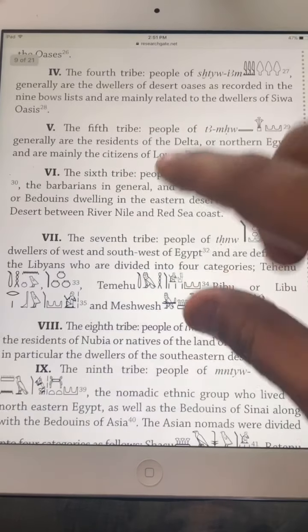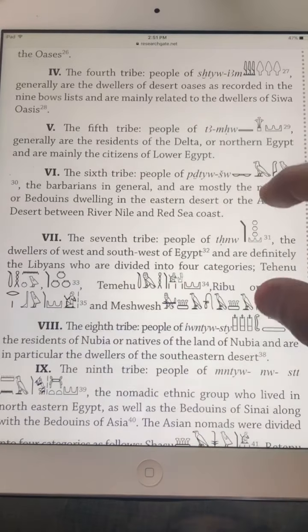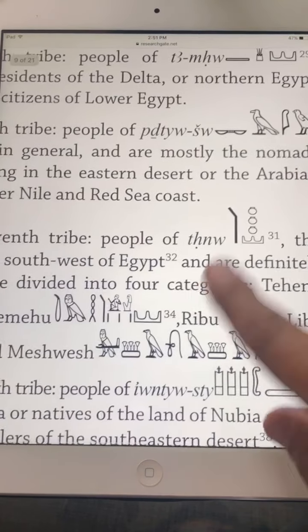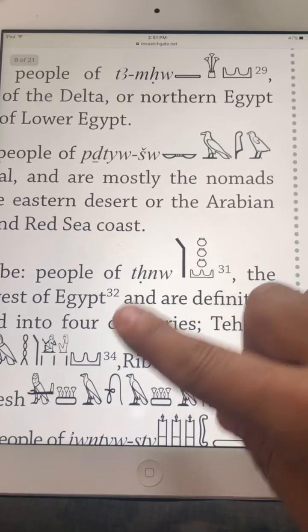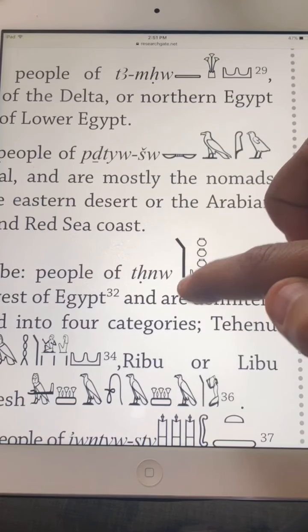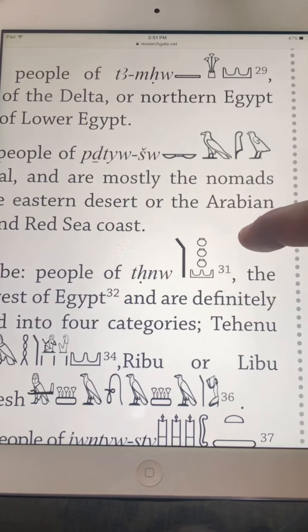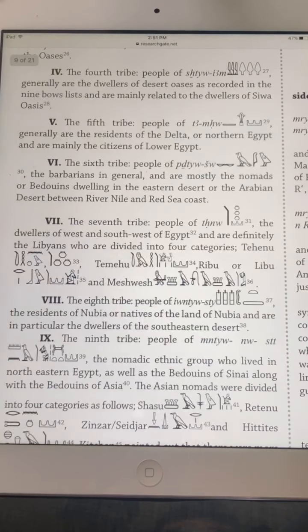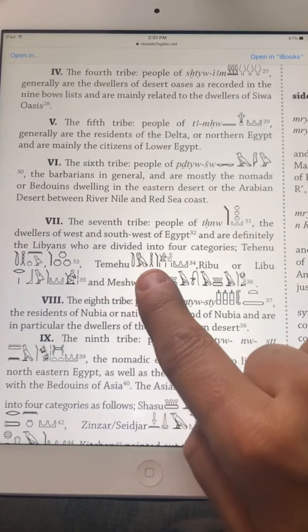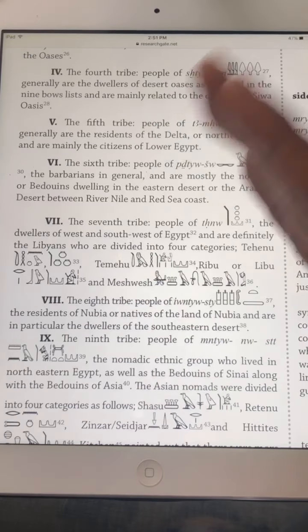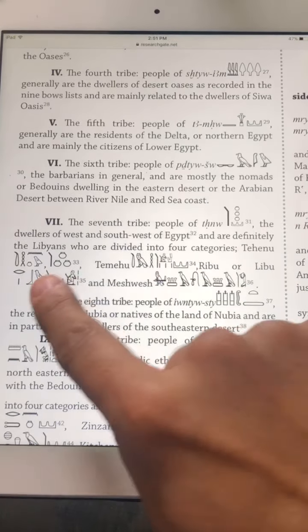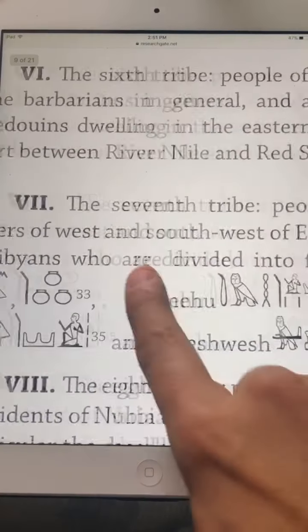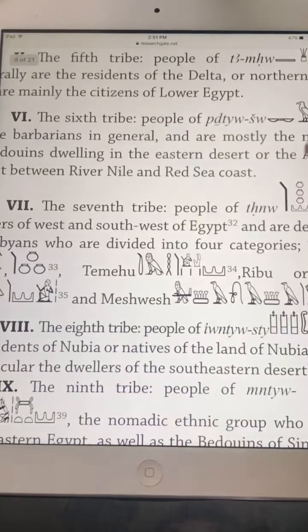The seventh enemy or tribe of Egypt are the people of Technu. You see the stick again? It means they're foreigners. They're outside of Egypt, right? And the Nu, which is 1, 2, 3, and basically it's the three pots for the pronunciation of Nu. The dwellers of the west and southwest of Egypt. So they were west and southwest of Egypt and are definitely Libyans. So they are known as the Libyans, the Technu.